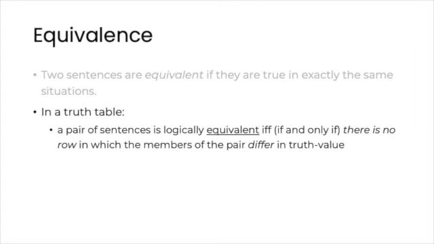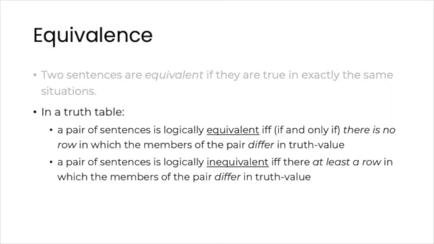If the sentences are not equivalent, then they are, unsurprisingly, inequivalent. Inequivalent sentences can differ in truth value. There are situations in which one is true while the other is false. So we can say that a pair of sentences is logically inequivalent if there is at least one row in which the members of the pair differ in truth value.